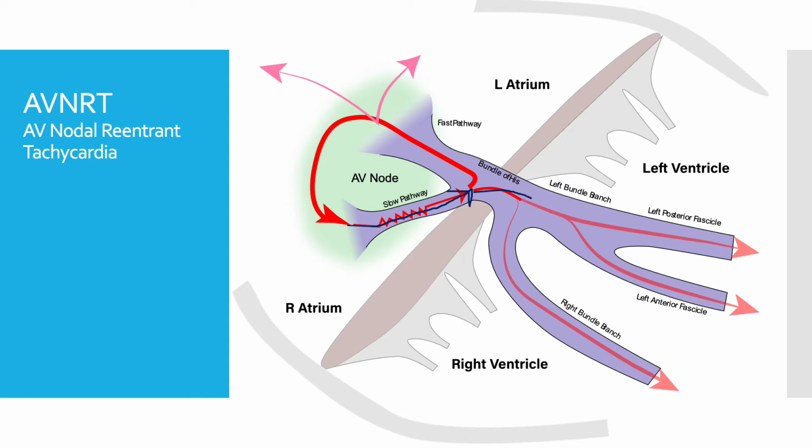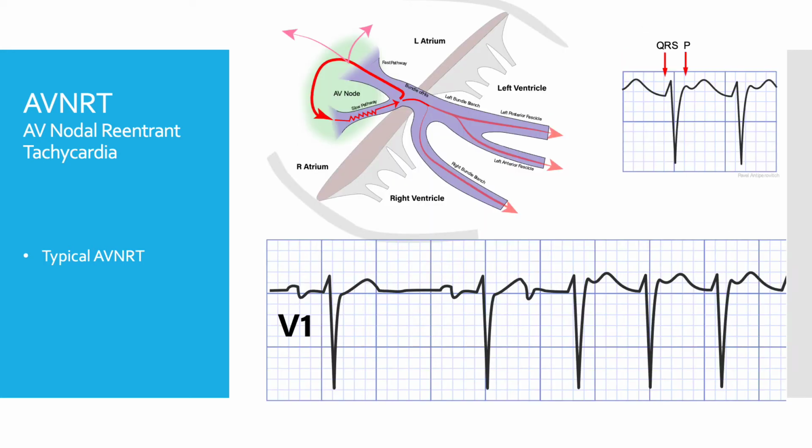One signal goes down to the ventricles to activate the ventricles and make a QRS, while the other signal comes up the fast pathway and can enter the atrium. This process takes place simultaneously, and on the ECG, it can be illustrated by finding P waves and the QRSs that are overlapped. This is an example of typical AV-NRT initiation.